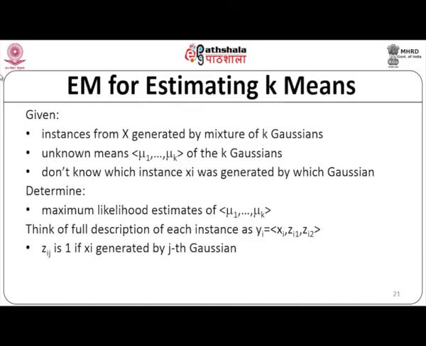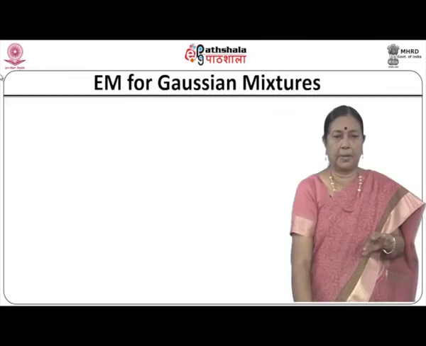So, zij is 1 if xi is generated by the jth Gaussian. We are using these sets to say whether a point has come from the jth Gaussian. xi is observable, but zij we do not know where it is coming from. So, it is unobservable.